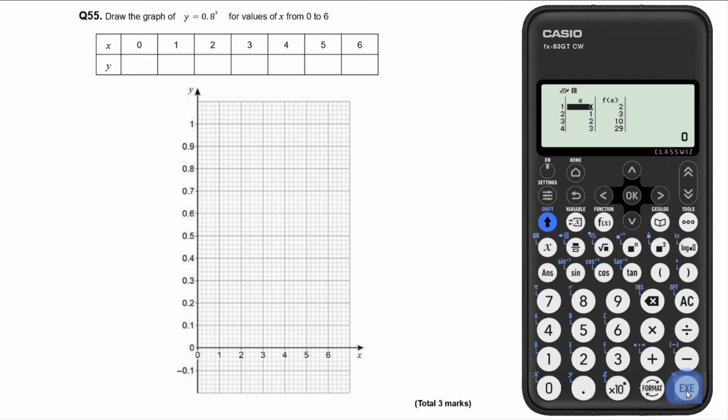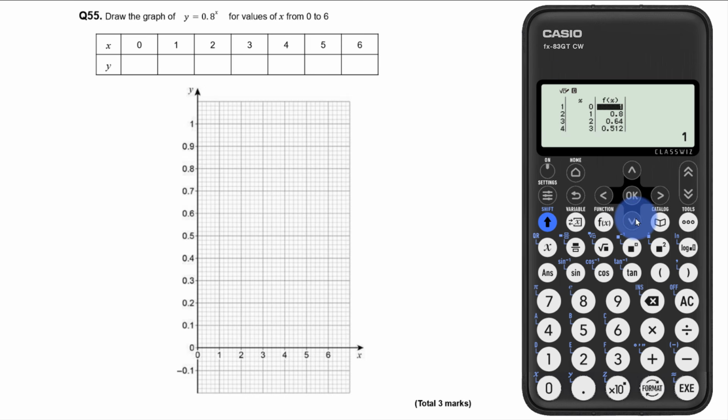Once I've got the range typed in, you'll see that my x column is now populated with 0 to 6. I need to find the f of x column now, so I'm going to press the tools button again, go down to define f of x, g of x, select f of x and type in the function 0.8 to the power of x. This is what we call an exponential function. Let it work out the values for me, and then I'm going to write these in. I'm just going to round them off to 2 decimal places if they go larger than that, because we're not going to get anything more accurate than that on my graph.